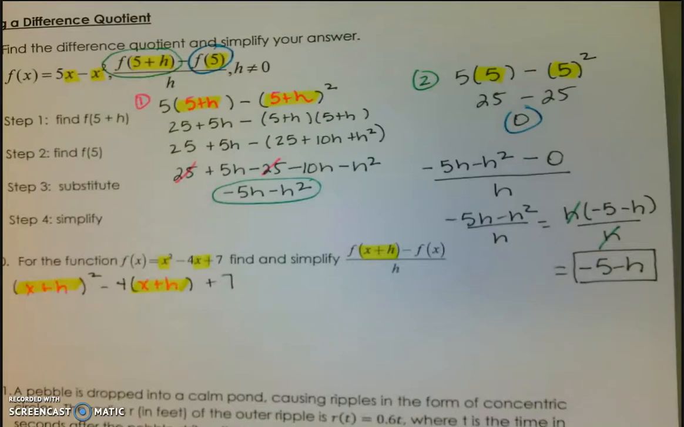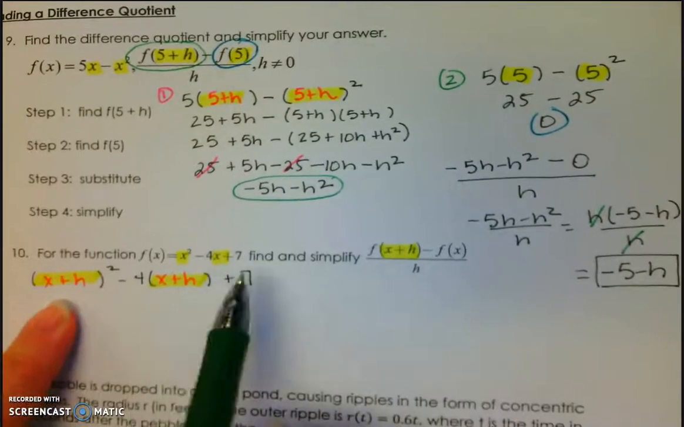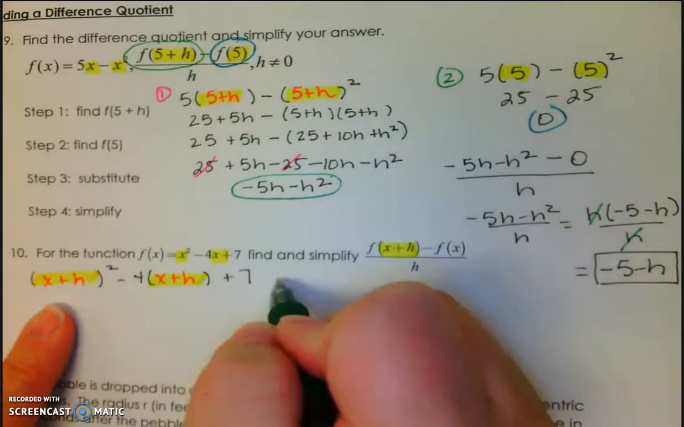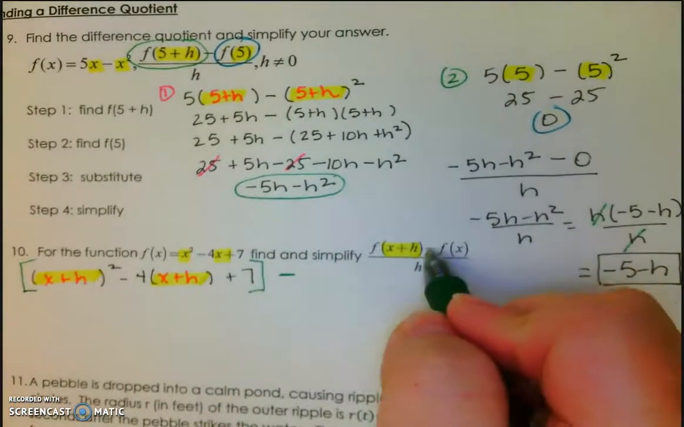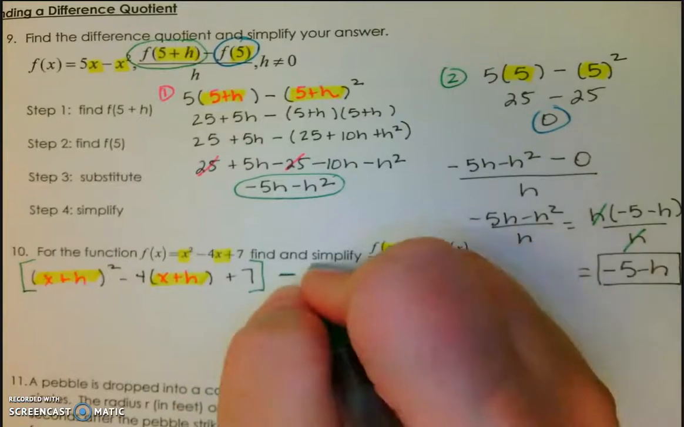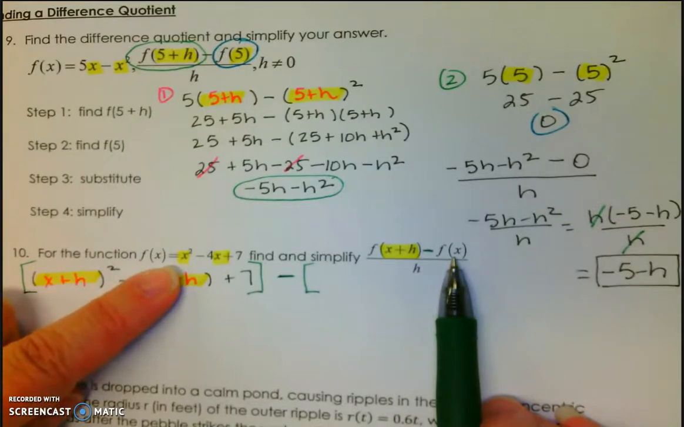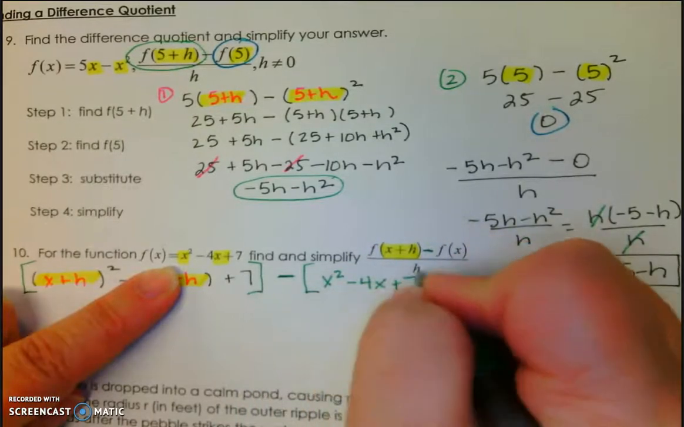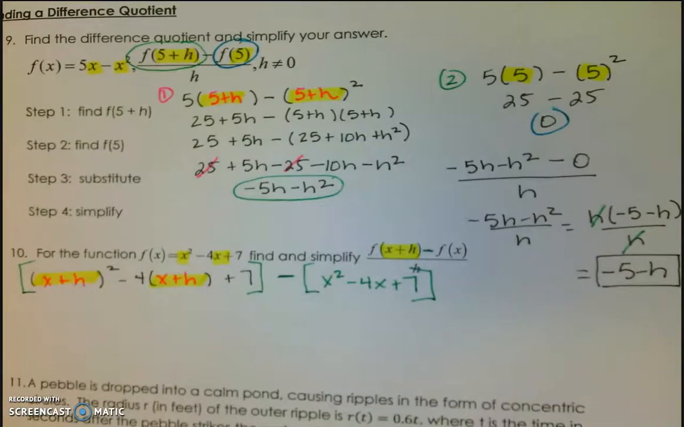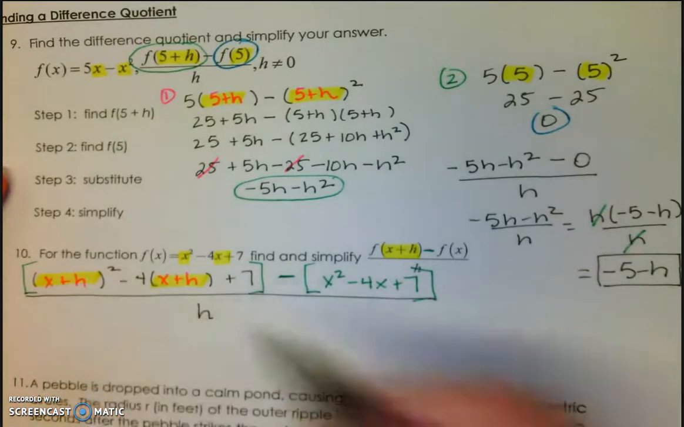Now, in order to try to save you steps, I'm going to go ahead and do the substitutions at the same time. So this part right here is all of this. And then I'm going to put a minus sign. Okay, there's all of the f of x plus h. This minus sign is right here. And now f of x is just the function as it is. So we rewrite the function x squared minus 4x plus 7 just the way it looks. And then the denominator is h.